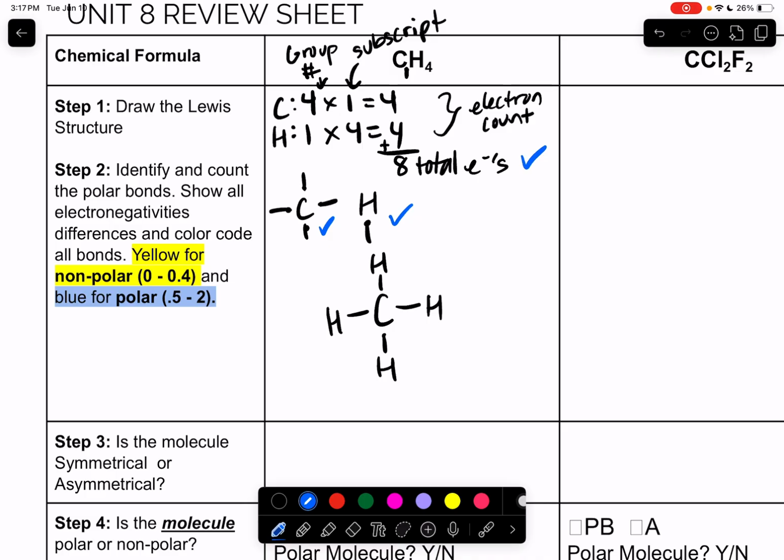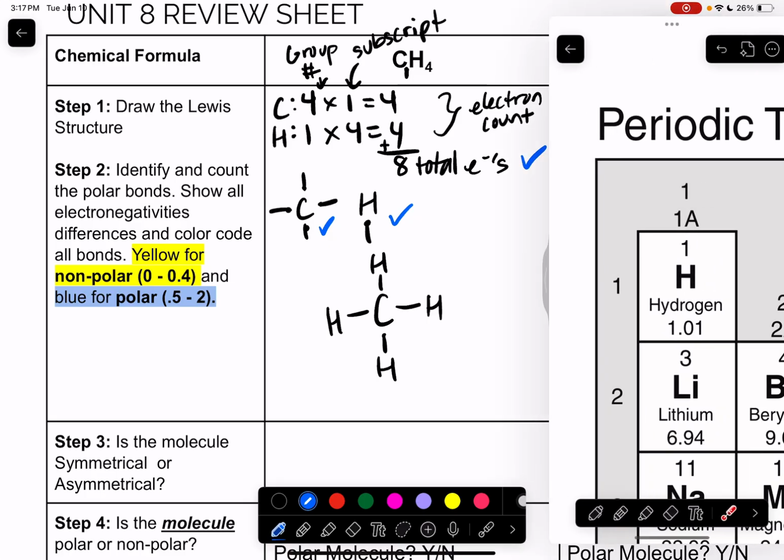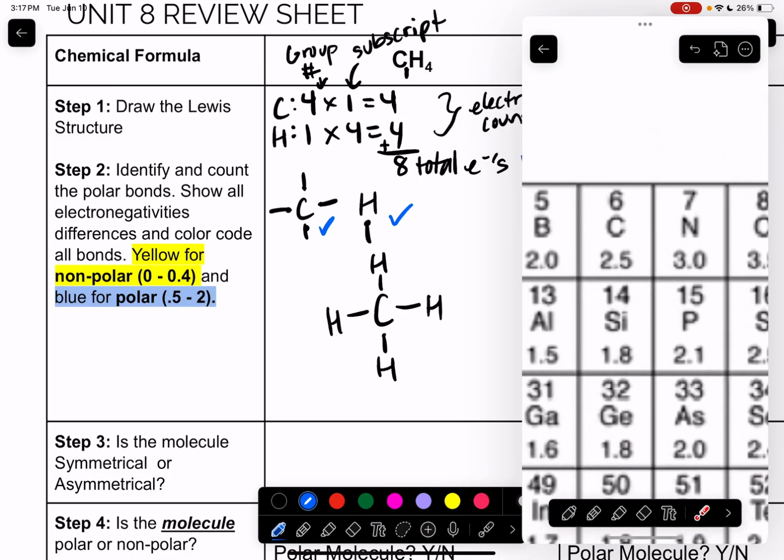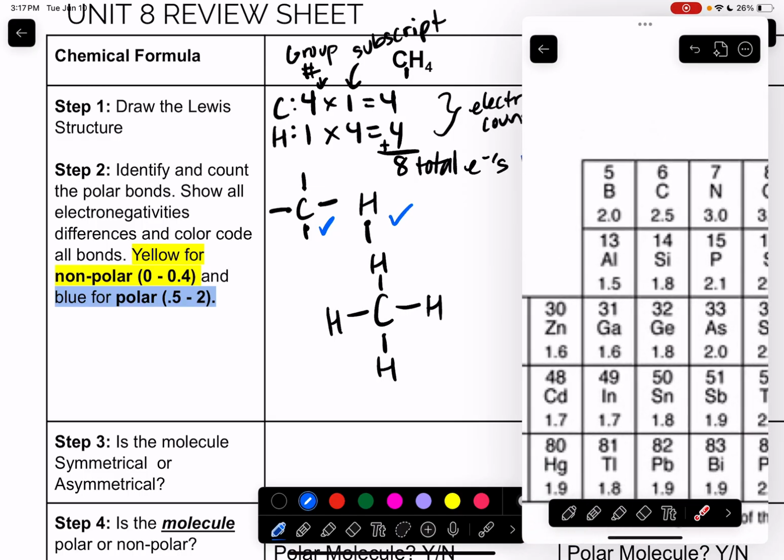Next step, step number 2: identify and count the polar bonds. Show all electronegativity differences and color code all bonds. We're going to use the electronegativity chart for this, and we're going to start by writing down the electronegativity values for each atom.